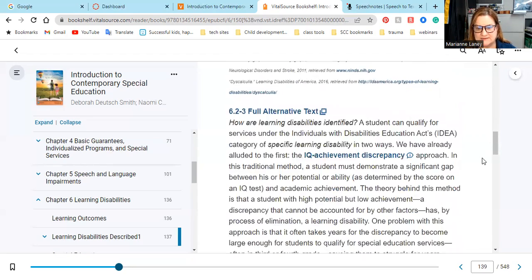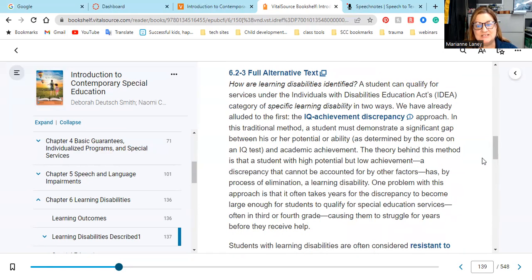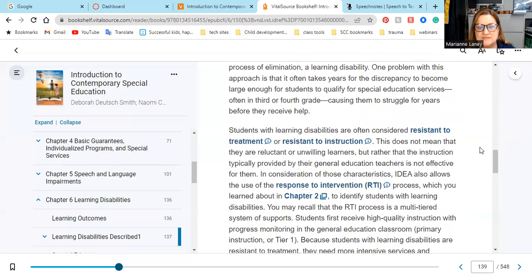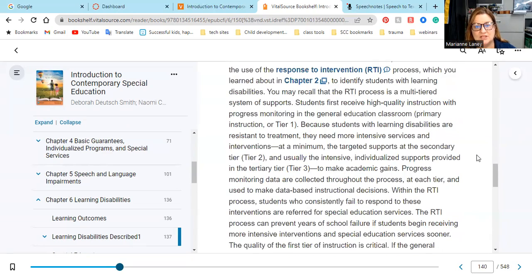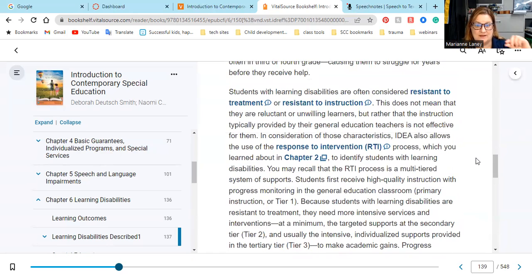Okay. Let's see, full alternative text. Okay, so again, here's this IQ achievement discrepancy. You have a student who has an average or maybe above average IQ, but they're tanking it in math. And you're like, well, this is a smart kid. What's happening? Something else. And they've gone through the RTI tiers, and now it's time to get them assessed for an IEP to get some more support in there. Resistant to treatment, resistant to instruction. That means you've done all your bells and whistles and your bag of tricks, and it's not helping. It's not working, right? We've already been through the RTI steps, and they've gotten to the tiers, and it's not helping. The longer you wait to get more intervention, the bigger the gap gets.